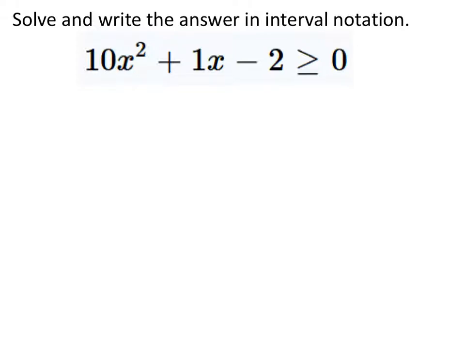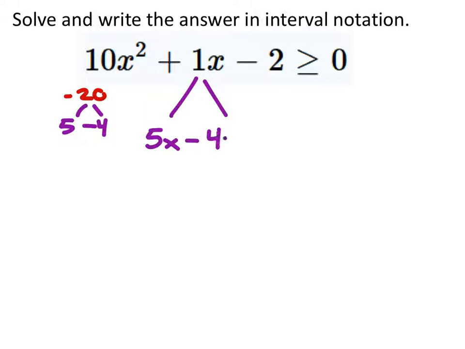All right, this one does have a coefficient for x squared, or it has an a value other than 1. So we need to multiply the a and c. 10 times negative 2 is negative 20. And I need two factors of negative 20 that add up to positive 1. Looks like I'm going to be using positive 5 and negative 4. Now since we got the 10x squared, we need to split that 1x up into those two factors, 5x and also negative 4x. And we're going to make this equal to 0.